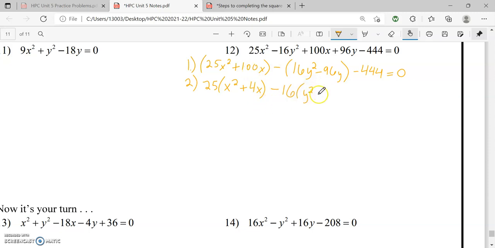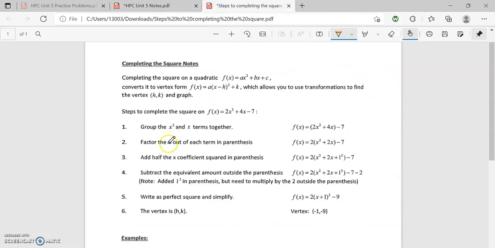Y squared, that works. And then minus, well, let's see. What does 96 factor out to be with 16? I think that's 6. Oh, 6y, sorry. But if we check that, 16 times 6, carry the 1, 3, yeah, 96. So we're good to go. All right, so we followed step 2, and we did it for both the x and the y. We factored out the coefficients.